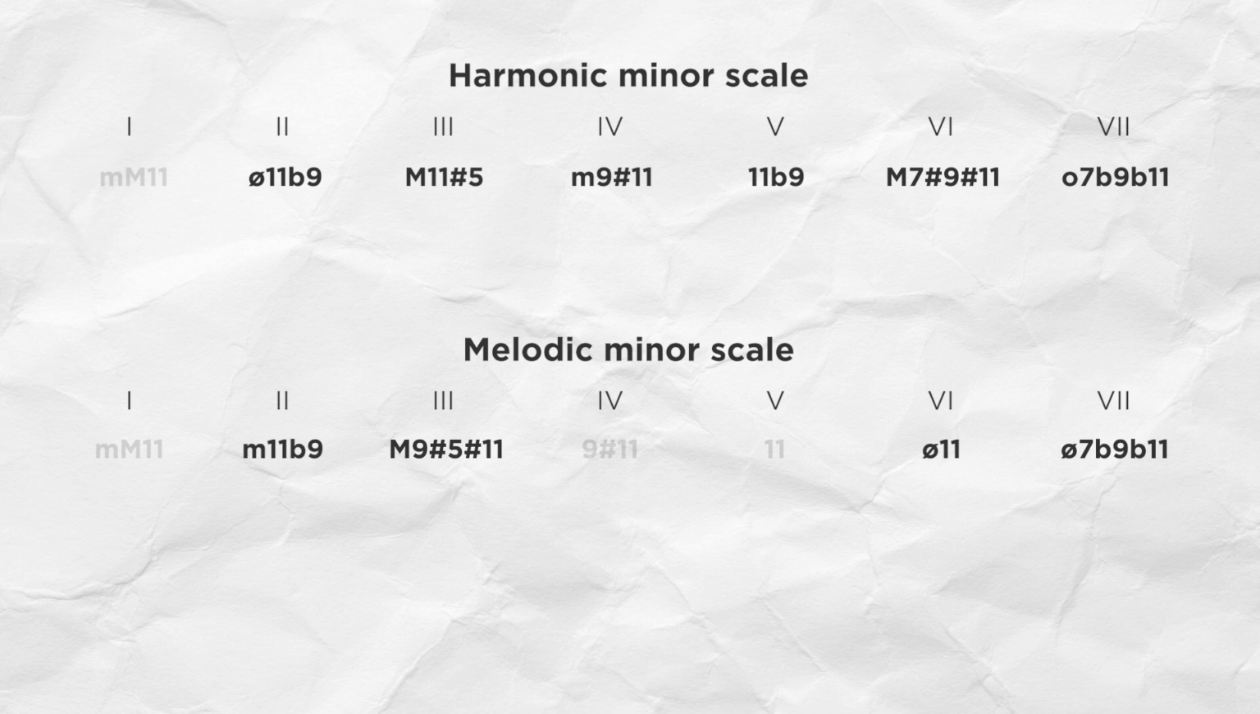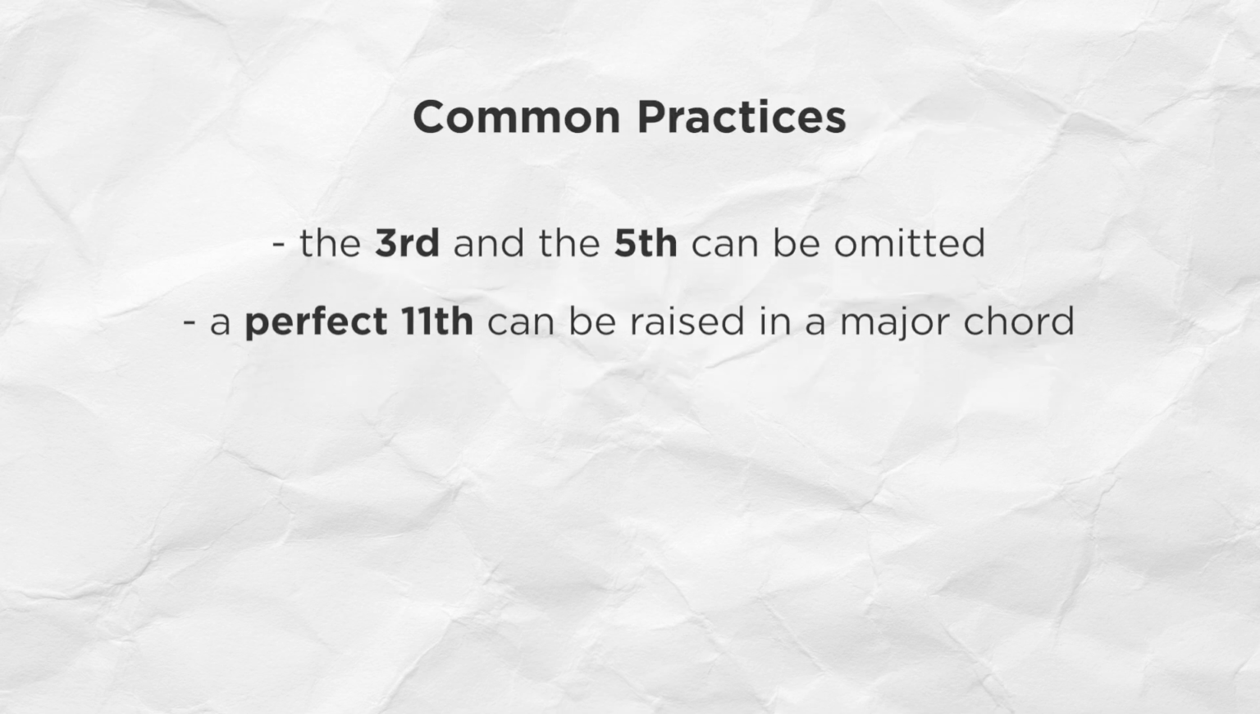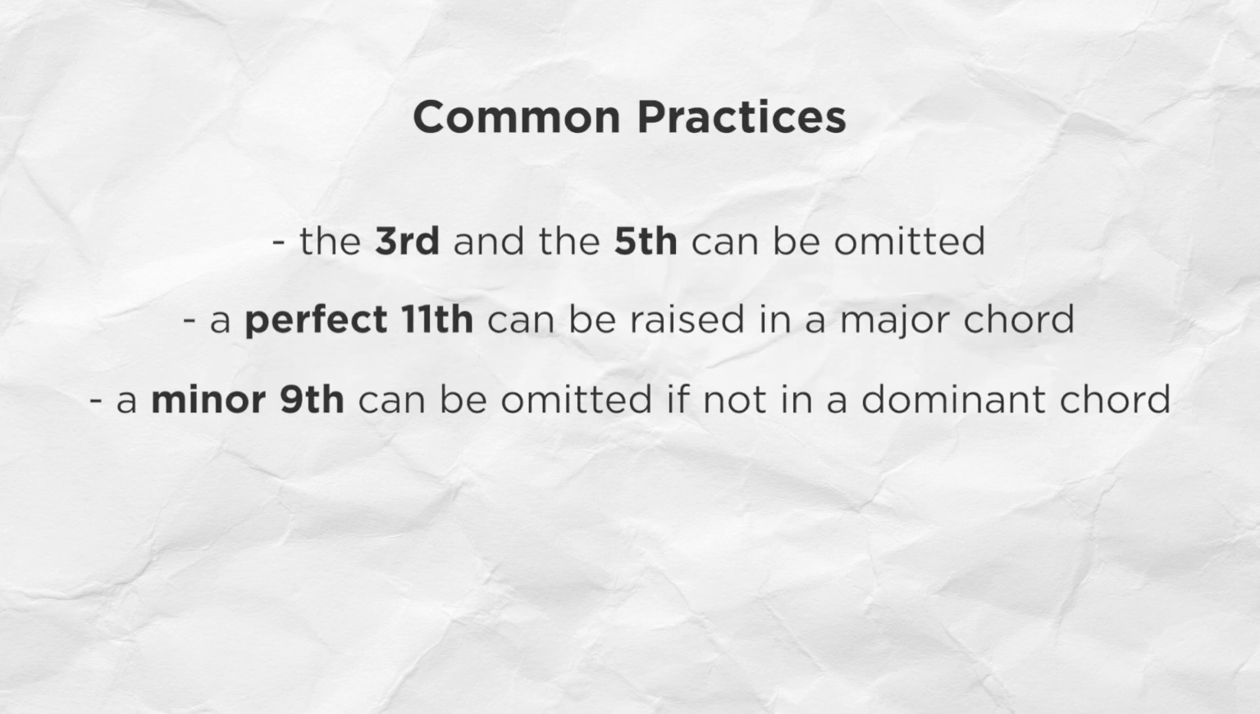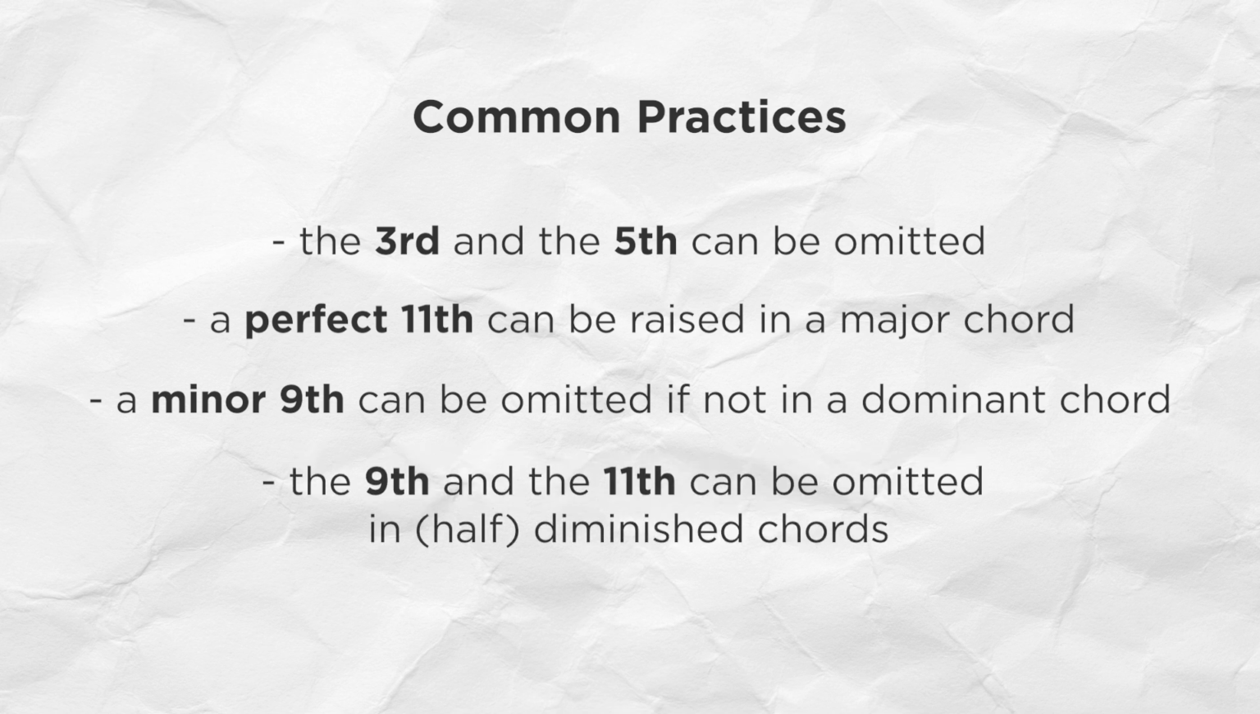So we can play the game of simplifying them using the common practices we've seen earlier, to which I will add a couple of rules, like a flat 9 is often deemed too dissonant with the root note if it's not in a dominant chord, so it can be omitted. Diminished and half-diminished chords are often only played up to the 7th. Extensions above that may be too dissonant to be added.